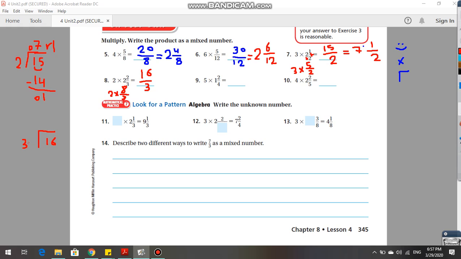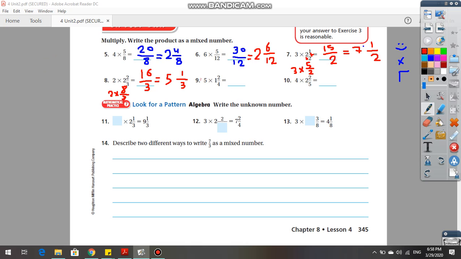Okay, 16 divided by 3. Do I have 16 in table 3? No. What is the closest number to 16 in table 3, and it has to be smaller than 16? It's 15. Now what times 3 gives me 15? 5. And I'm gonna subtract. It's gonna be 1. So remainder 1. So my final answer is what, guys? Whole number is what? Yes, 5. And numerator is what? 1. Denominator never changes.